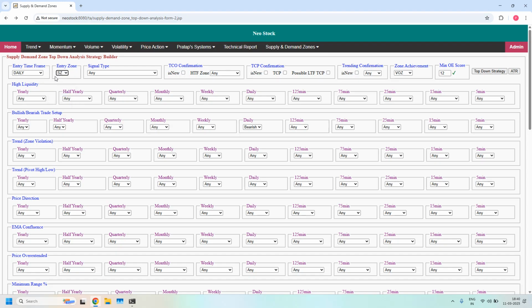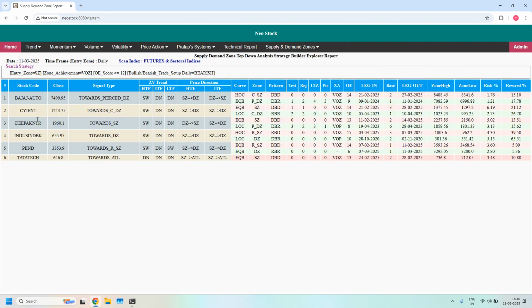It should be supply zone for bearish trade setup. This is bearish. Perfectly we selected. Let us filter again. Now we got 6 stocks. That's why whenever we get some doubt, we should always look into the search strategy. Search strategy will tell our mistakes. So currently there are 6 stocks supporting bearish trade setup, because we set this filter in a wrong way, earlier we did not get any stocks.